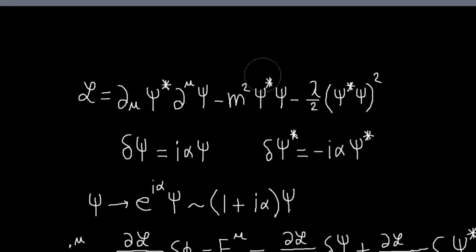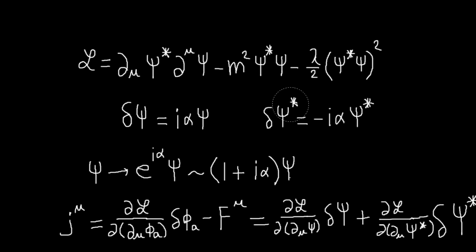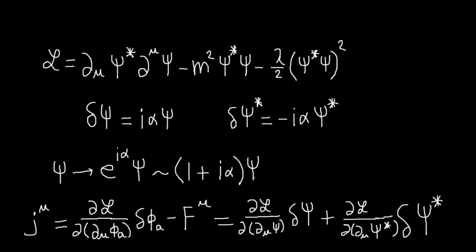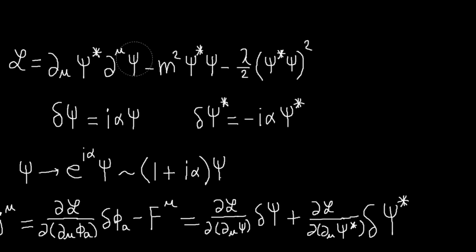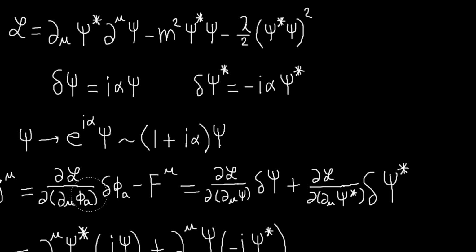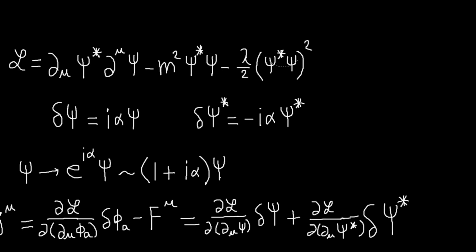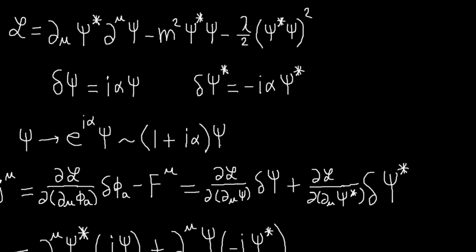So the first thing it asks us to do is just find the equations of motion, but first I'll find the conserved current. So our formula for the conserved current is this. And here we treat psi and psi star as independent fields. So we have two of these terms, and we get no extra terms in the Lagrangian. So f is 0. So our current will just be this.